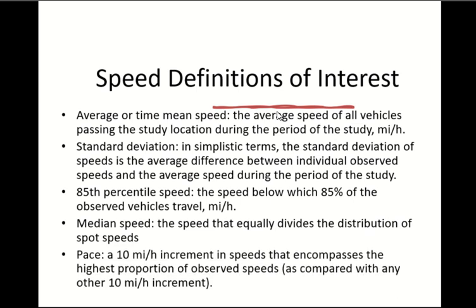Then we have pace. Pace is not a value, it's a range. It's a range of speed, and the difference in that range is always 10 miles per hour. So if the first value is 10, the last value is 20. If the first value is 15, the last value is 25.